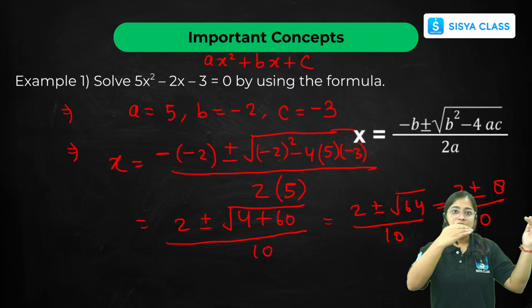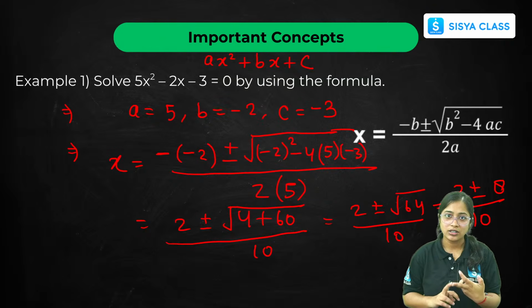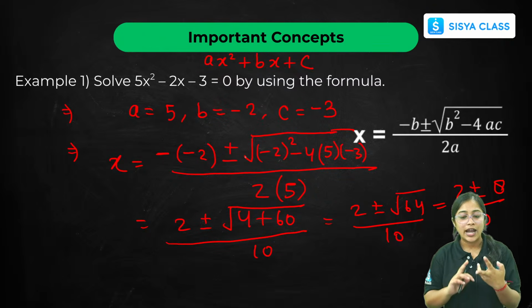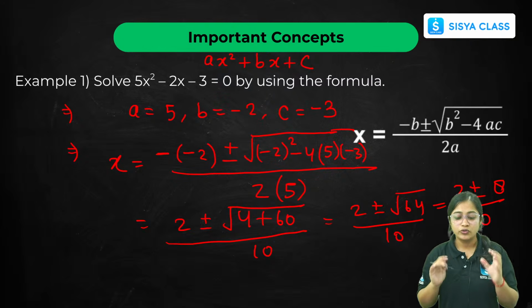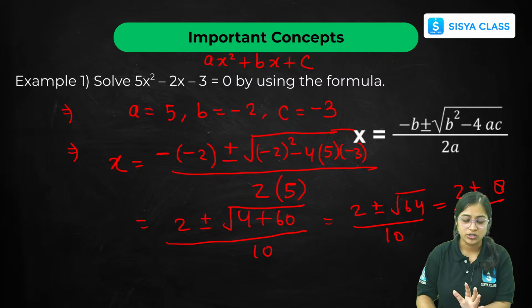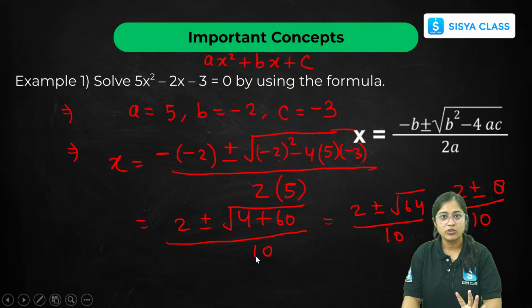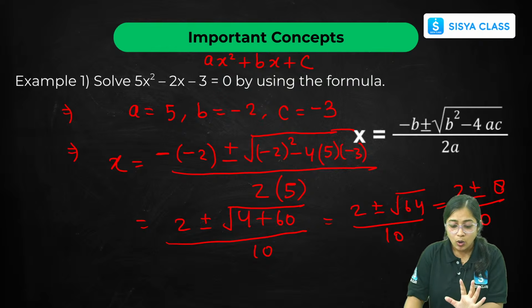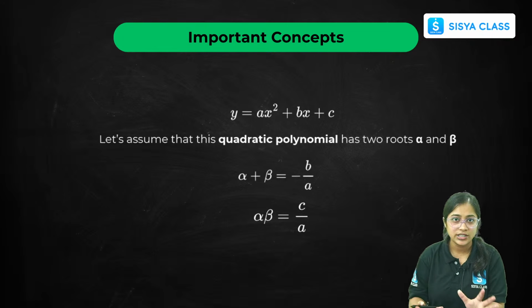So from the three methods that we have seen, that is factorization method, square root method, and by using the quadratic formula, this is the easiest way to find the roots of your equation, okay. So this was about the roots of quadratic equation, right? Okay. Now we have some relation between the roots of quadratic equation as well, right?